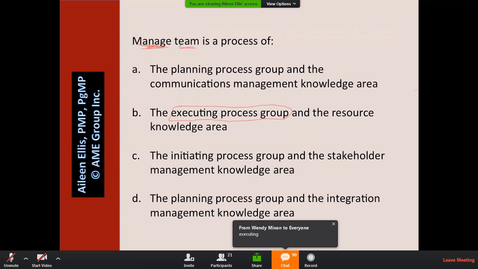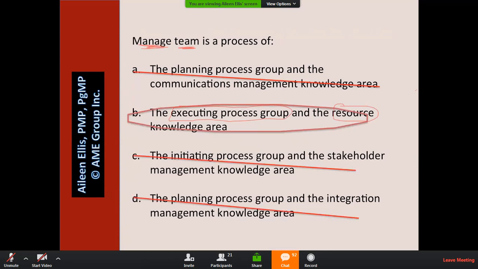When you see the word team, what knowledge area are we probably in? So when you see the word team, we're probably in the resource knowledge area. So manage team, it's not planning, it's not initiating, it's not planning. Okay, how I went about this one?